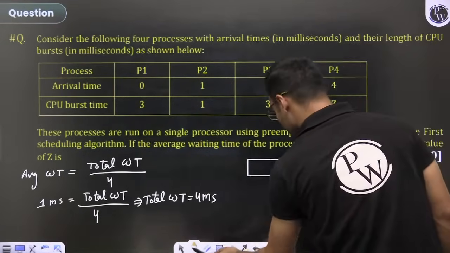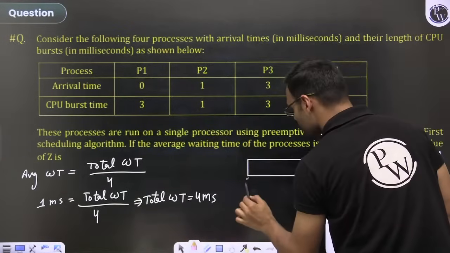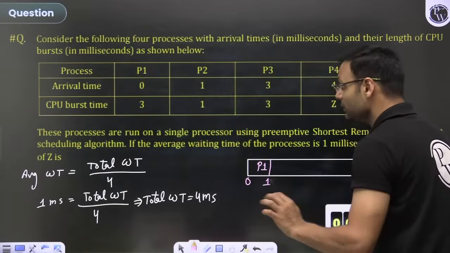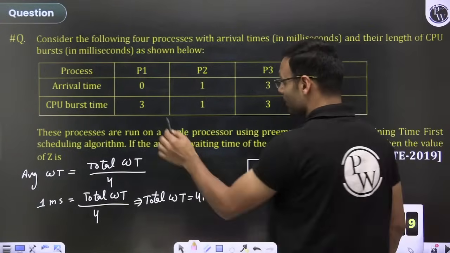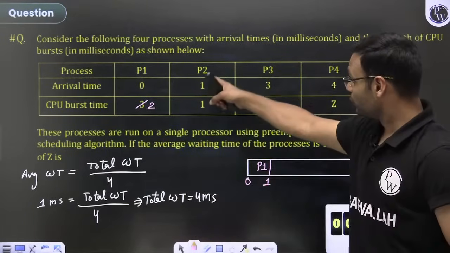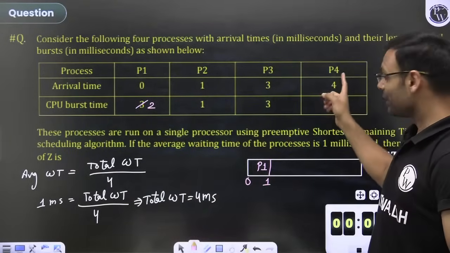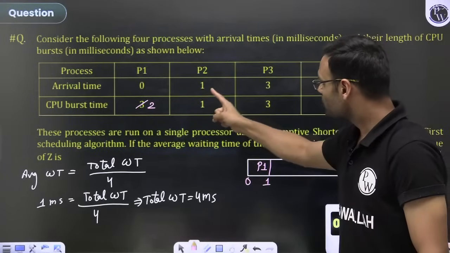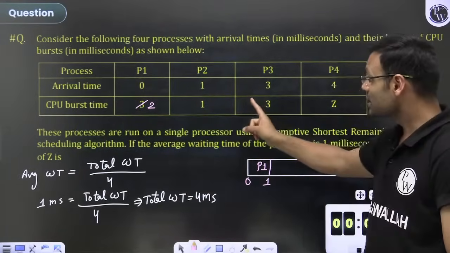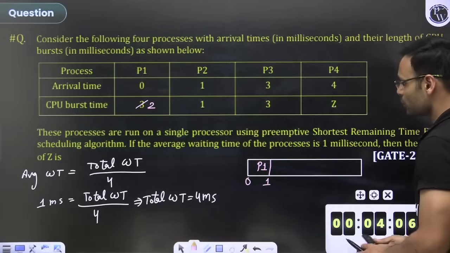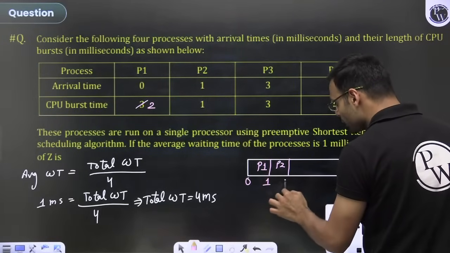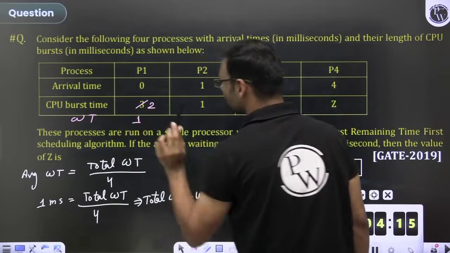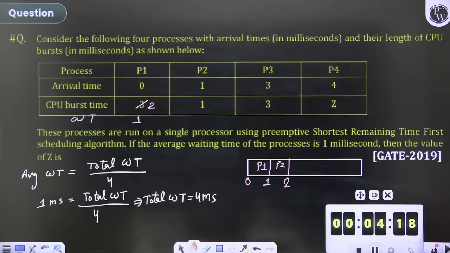Let's run the process. At time 0, only one process P1 arrives. P1 runs for one unit of time. There is no process waiting till 1. Its remaining time is 2. And at time 1, P2 arrives. P4 is arriving at 4, so till 4 I don't have to worry. Now at time 1, P2 arrives with burst time 1. SRTF says we will have to preempt P1 and run P2. When P1 is preempted and P2 runs for one unit of time, the waiting time of P1 is 1. P1 is waiting for one unit of time between 1 to 2.